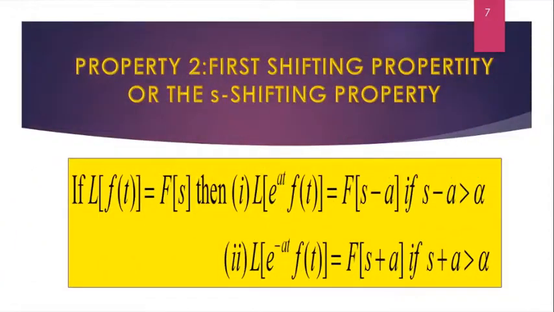So now next is the property 2, the first shifting property or the s-shifting property. If Laplace of f of t is equal to capital F of s, then Laplace of e power at f of t is equal to F of s minus a if s minus a greater than alpha, and the second one is Laplace of e power minus at f of t, which is equal to F of s plus a if s plus a greater than alpha. The above properties are called shifting properties because the multiplication of f of t by e power at and e power minus at shifts the argument s to s minus a and s plus a respectively.